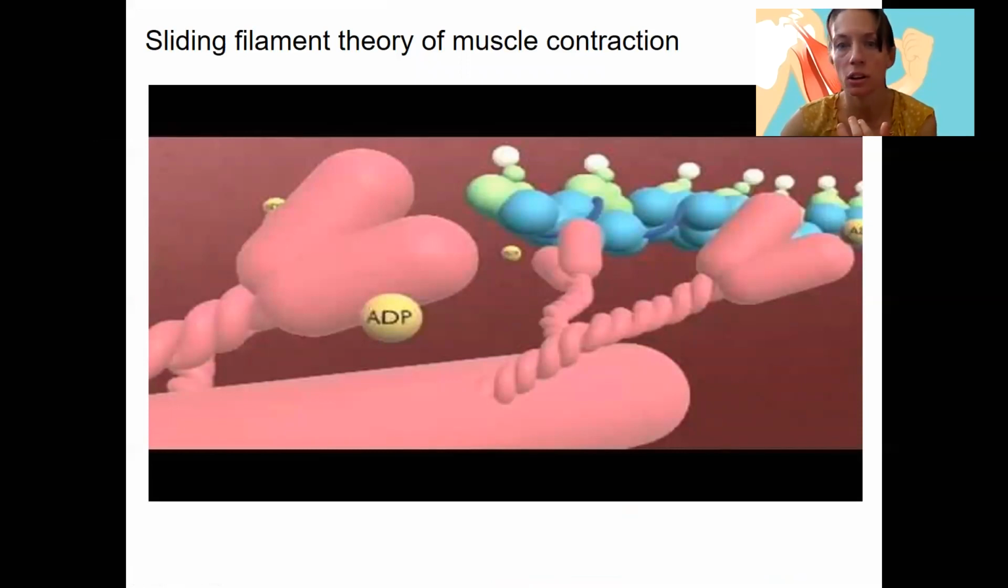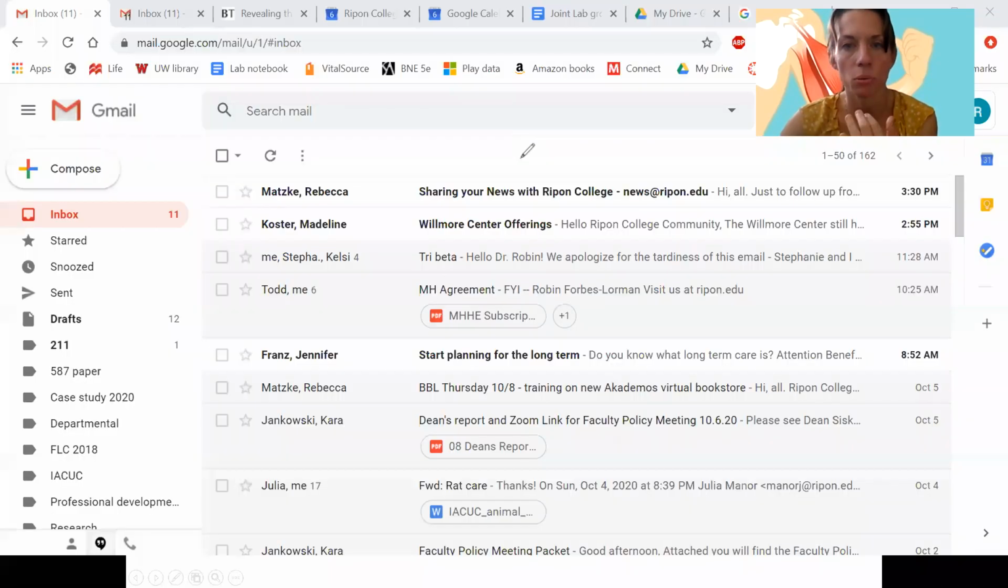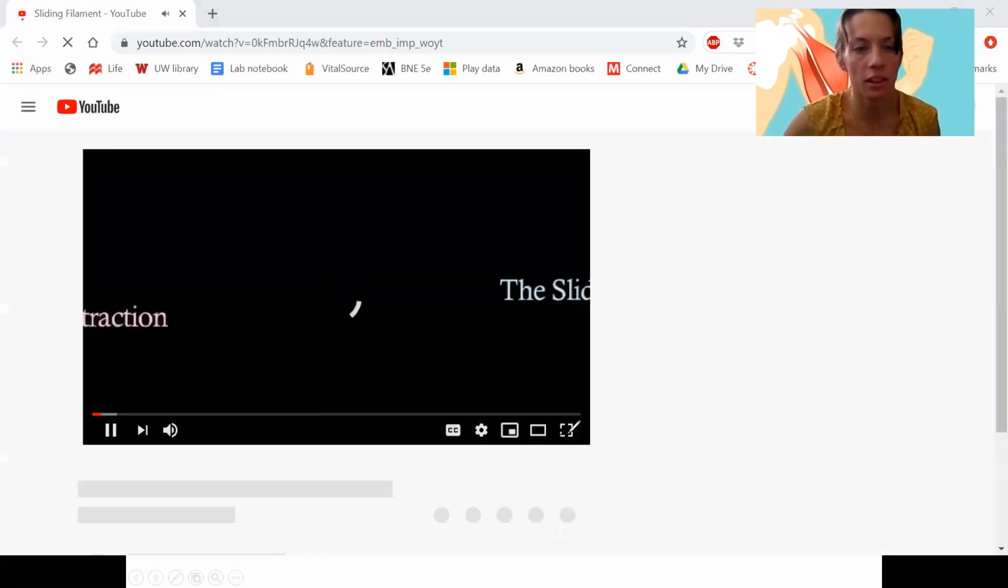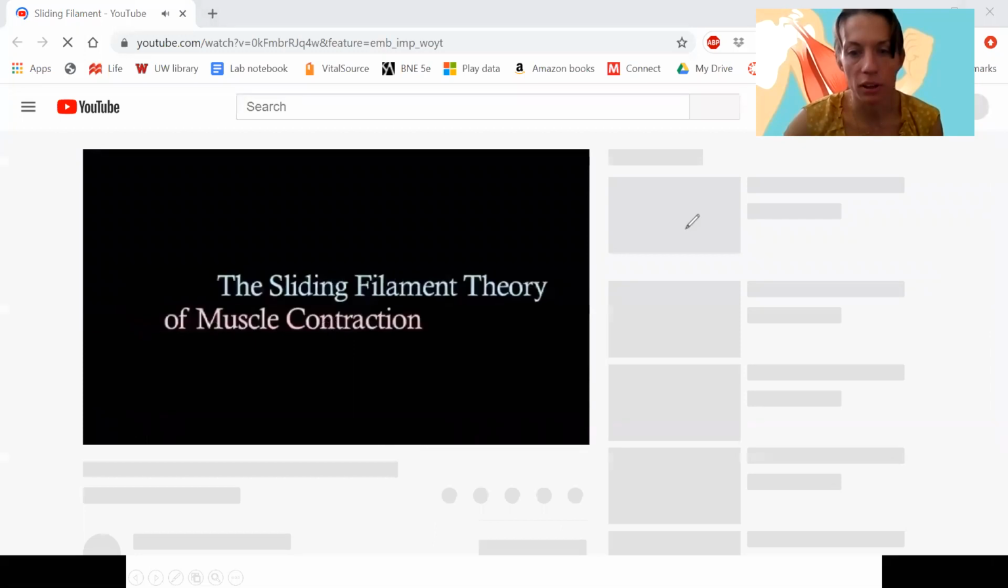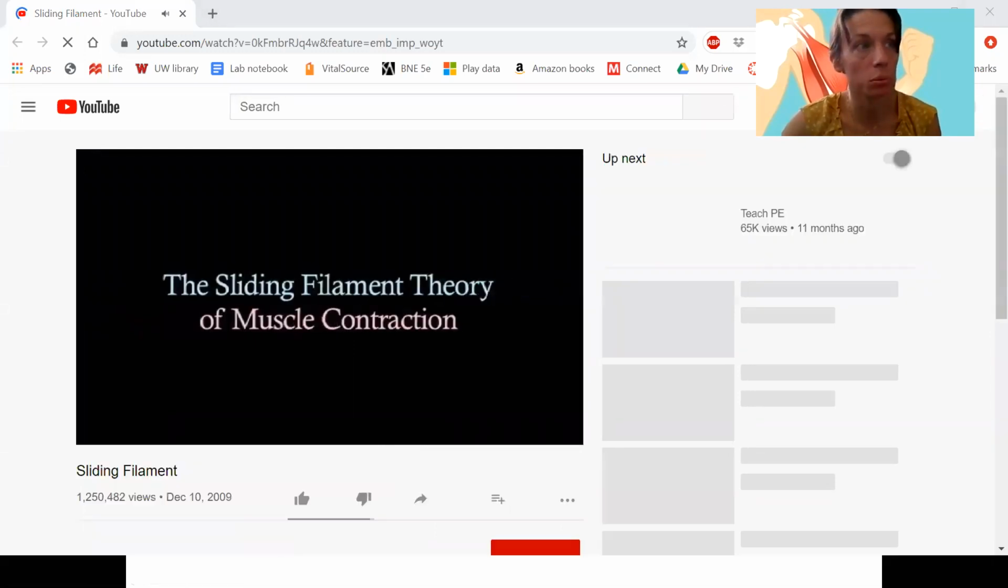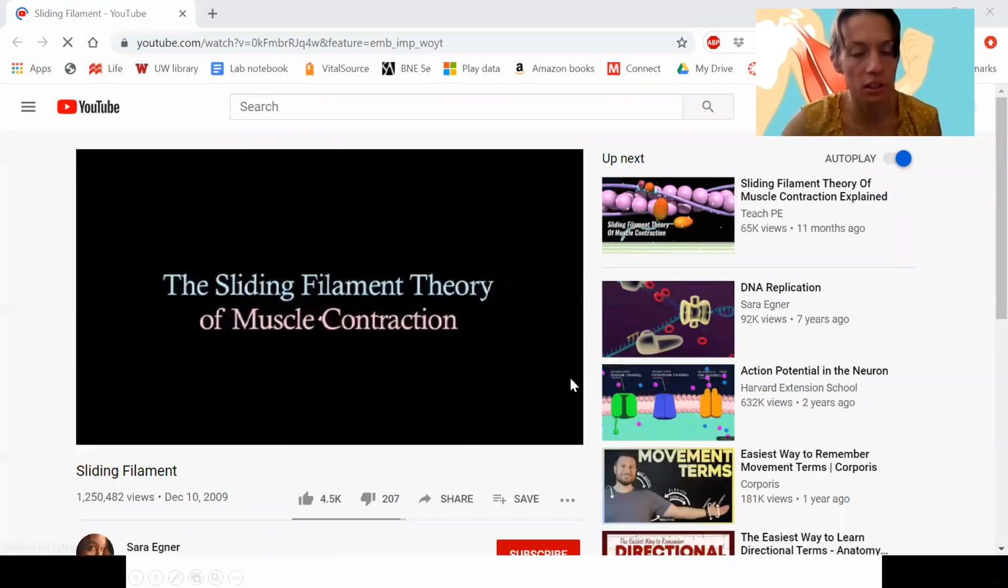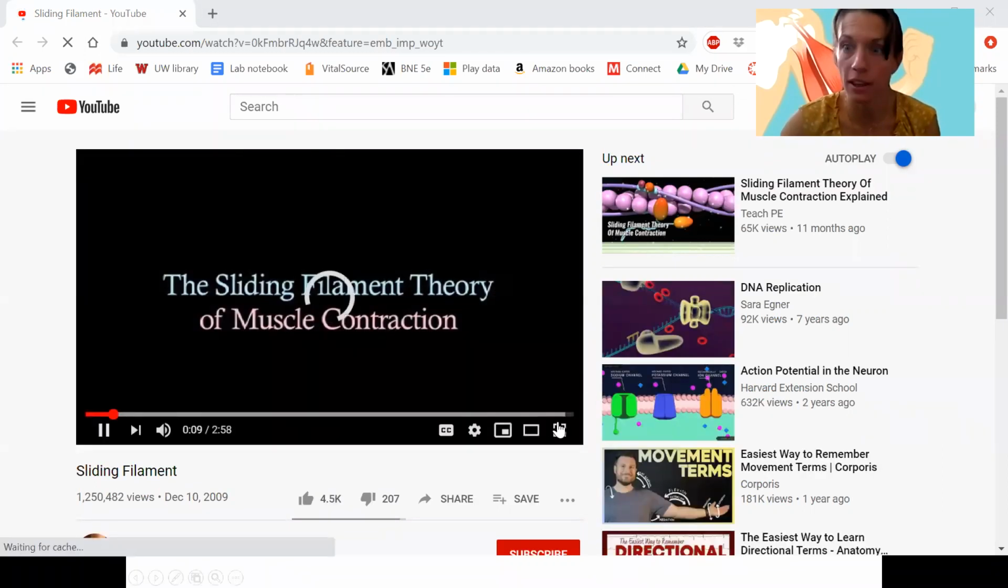The result of this is going to be shortening of those thin and thick myofilaments. You're not going to be able to hear the sound very well, so I will talk you through it, if my pointer will work here. This is the sliding filament theory of muscle contraction that's loading.